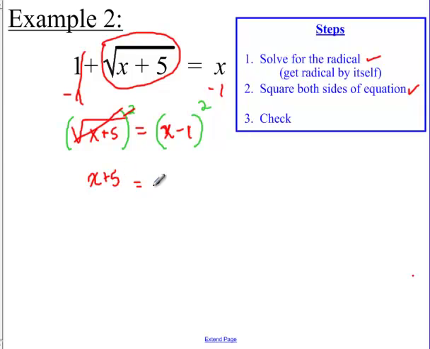And on the right, that's a basic FOIL problem. Uh-oh, that F word, I said it. It's FOIL. X minus 1 times x minus 1. You must do a double distribution.